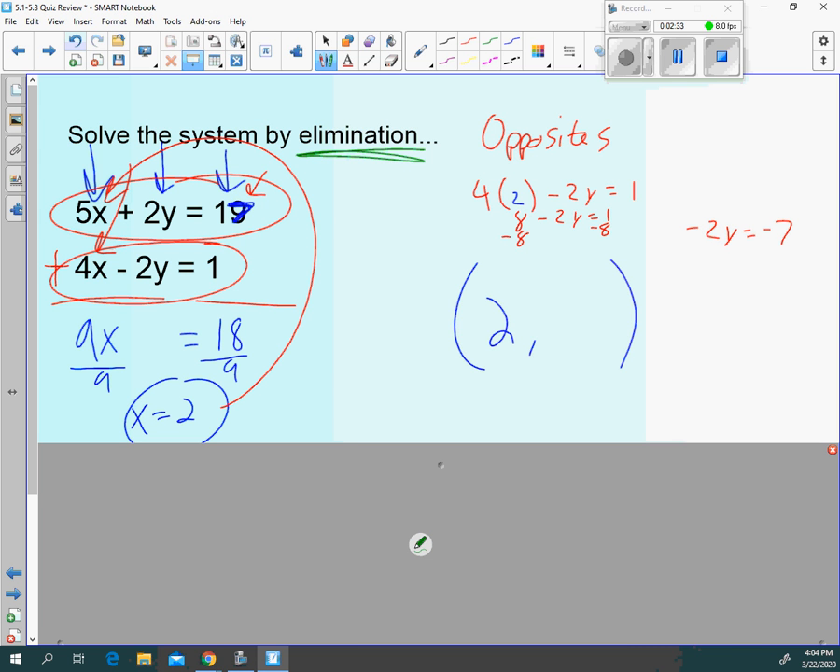Oh man, that doesn't look too nice and clean. Did I make a mistake somewhere? I'm not sure. We'll just go with it. 7 halves. Maybe I did make a mistake. Regardless, we'll accept this as the correct answer. Don't get on my case about that. But that one solves the system by elimination.